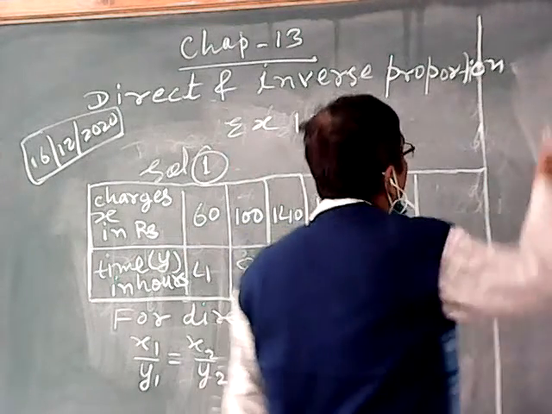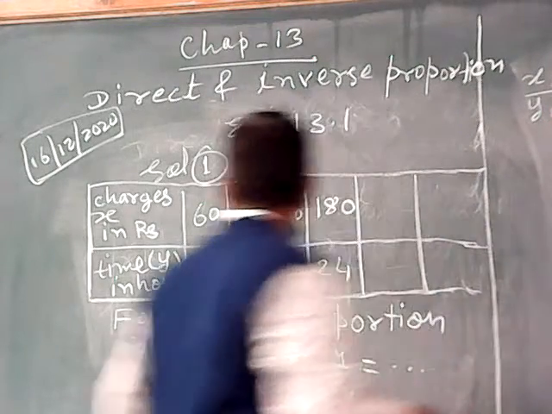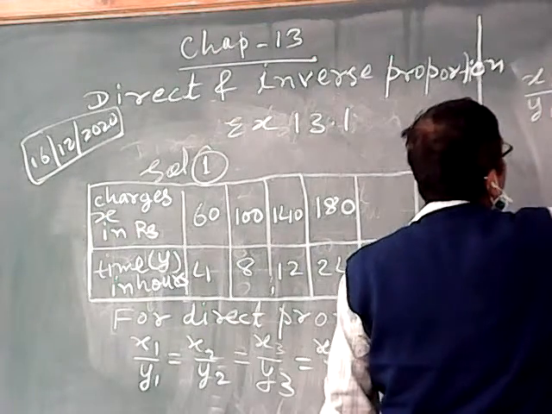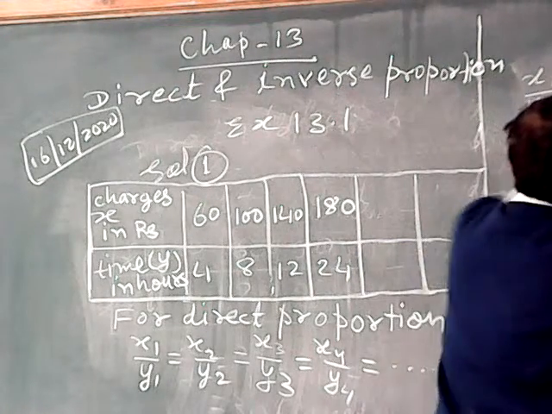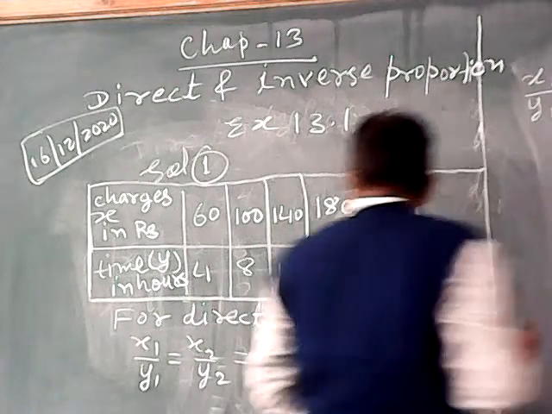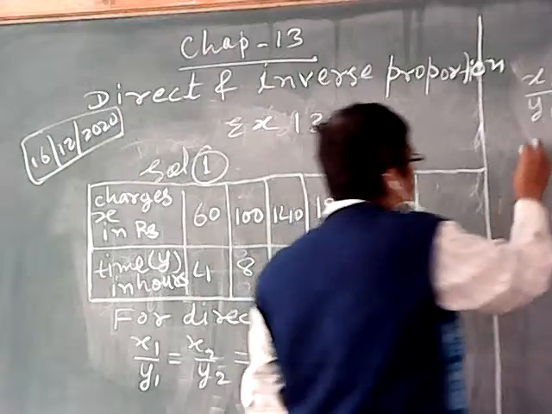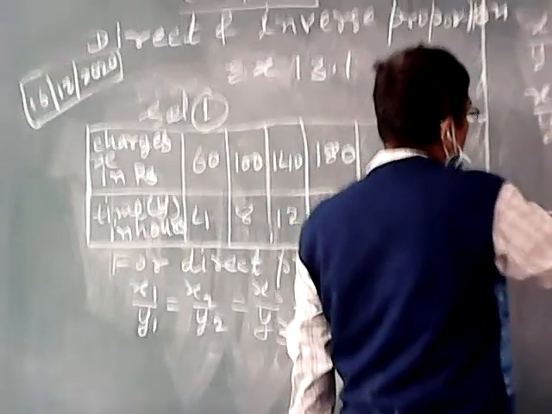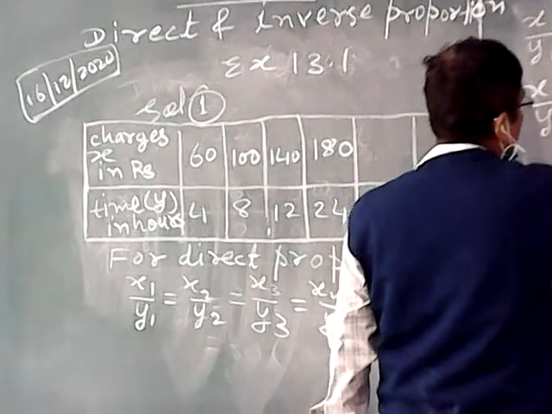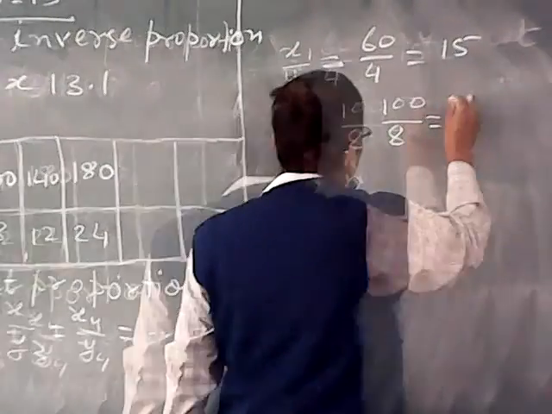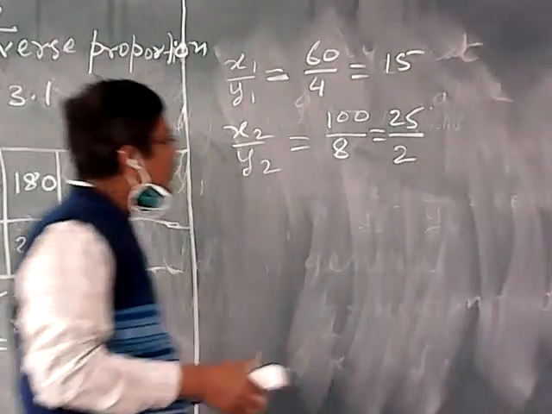First, x1 by y1 is what? 60 by 4, it is 15. Then this is x1, y1, x2, y2. Next is x2 by y2, which is 100 by 8. You can say 12.5. This is our x1 by y1. And now, no need to go further.